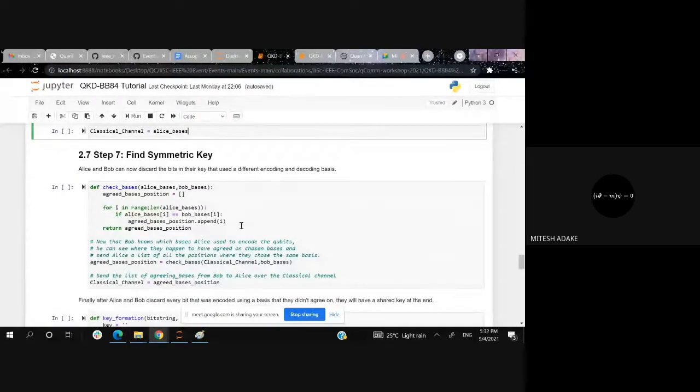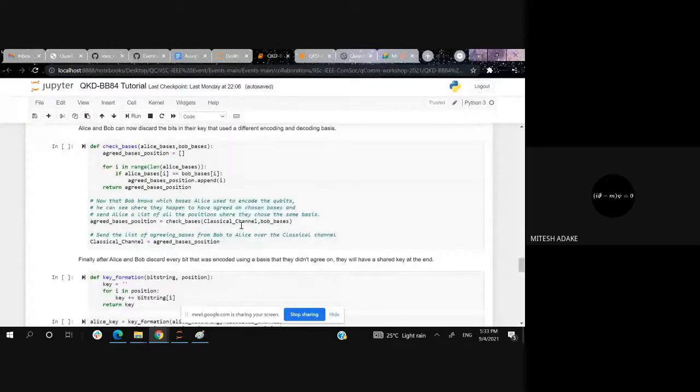first find the positions where these qubits are the same. So if Alice has sent her basis as 1011, and Bob has his own basis as 1101, he will check. One matches to one, so the first position matches. So the first position can be used as a shared key. The second doesn't match because it's 0 and 1, and the third is 1 and 0, so discard. The last one is 1 and 1, so now we have got another one.